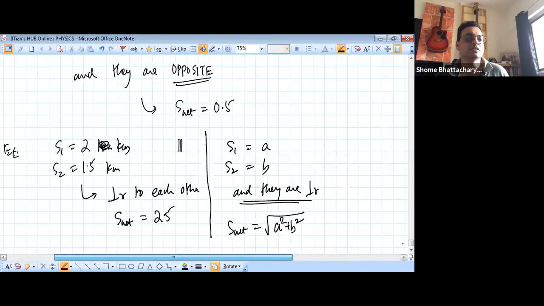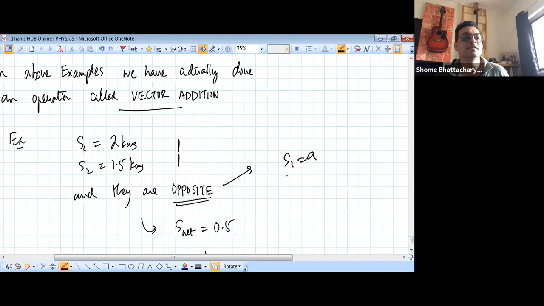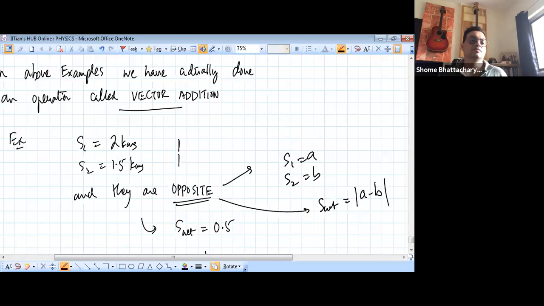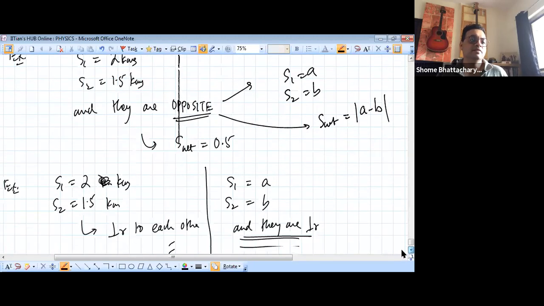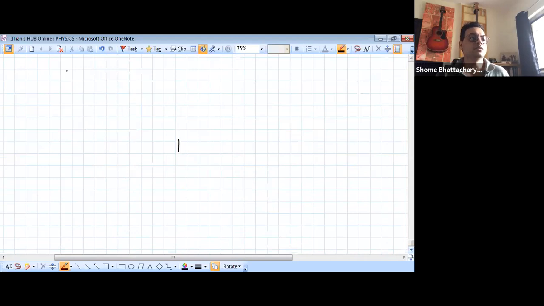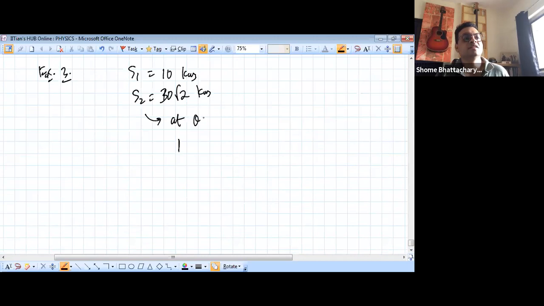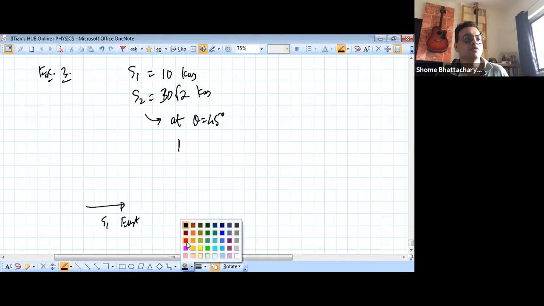We'll see that whenever they are opposite to each other, whatever the magnitude of S1 and S2, the net will become their difference. And likewise, in the third example, we took two vectors of magnitude 10 and 30 root 2 kilometers, at theta equal to 45 degrees with each other, because one was pointing east, that was S1, and S2 in comparison was pointing towards northeast. So the angle between them was 45 degrees.